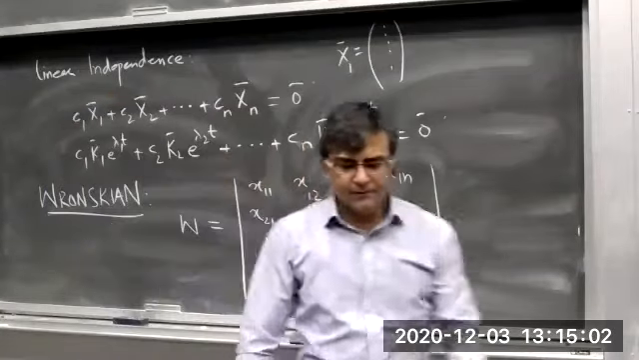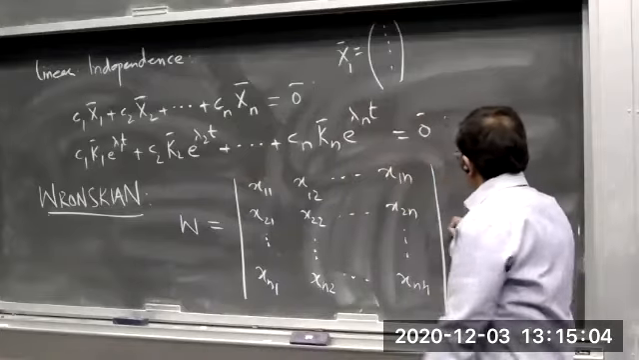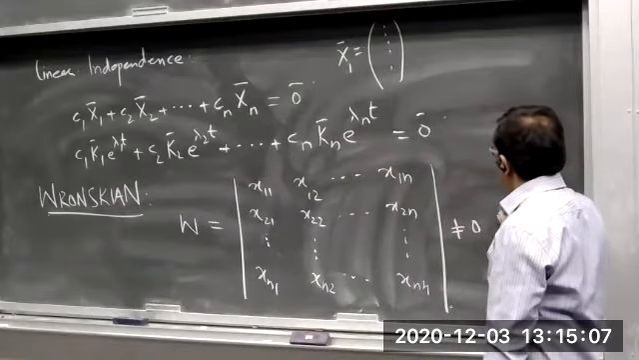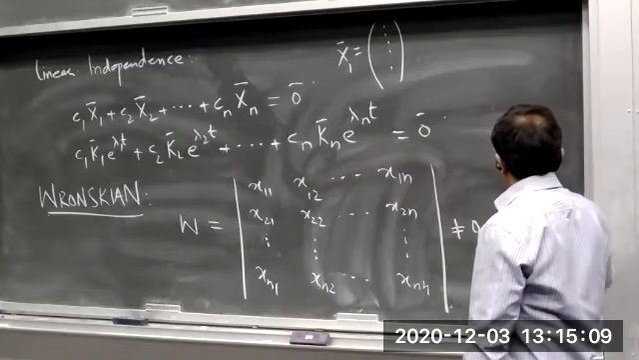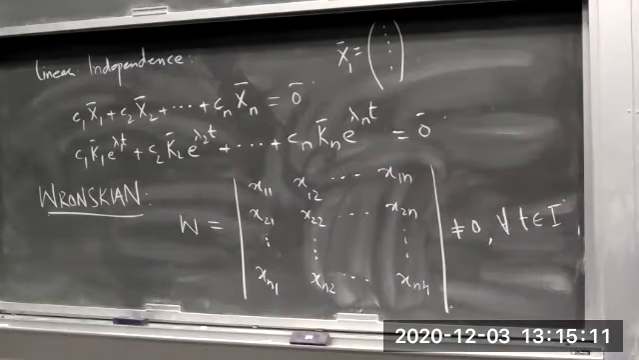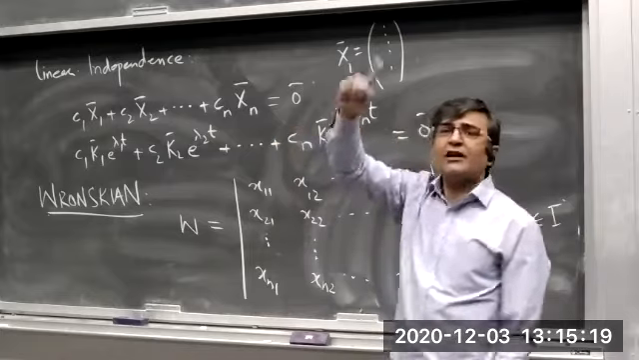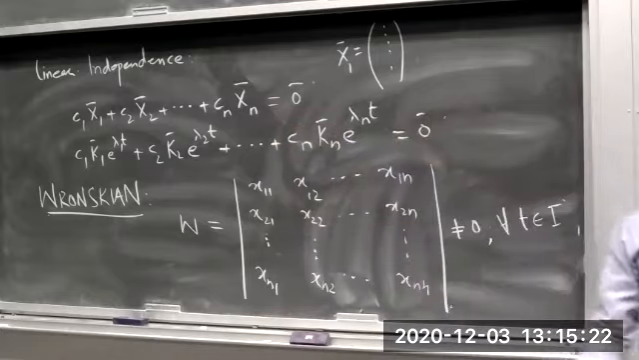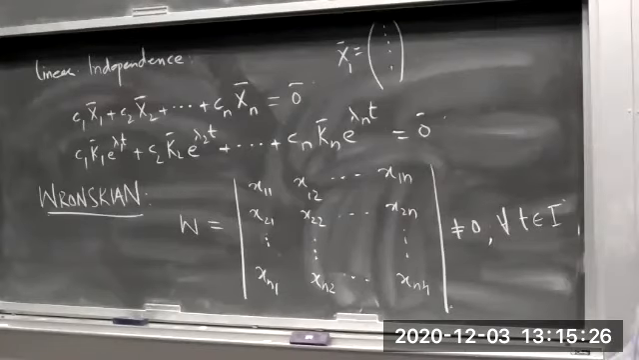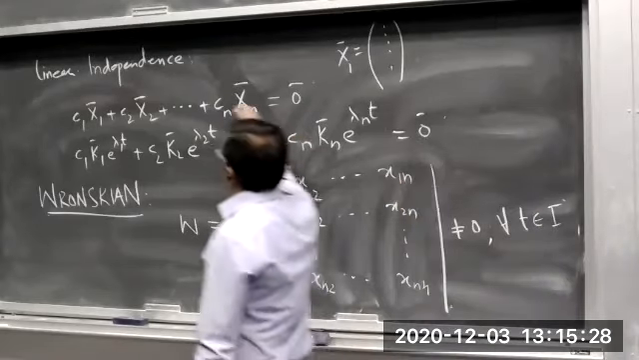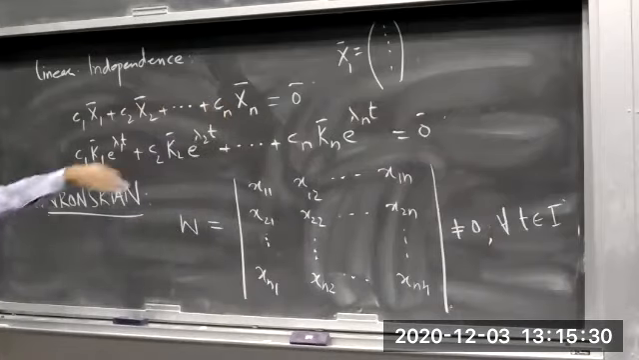If this determinant is nonzero for all values of t belonging to I, for all values of t belonging to I, because they are functions of t because they involve exponential of lambda 1 t as well. If this Wronskian is non-zero for all values of t, then we say that x1, x2, so on, xn are linearly independent.